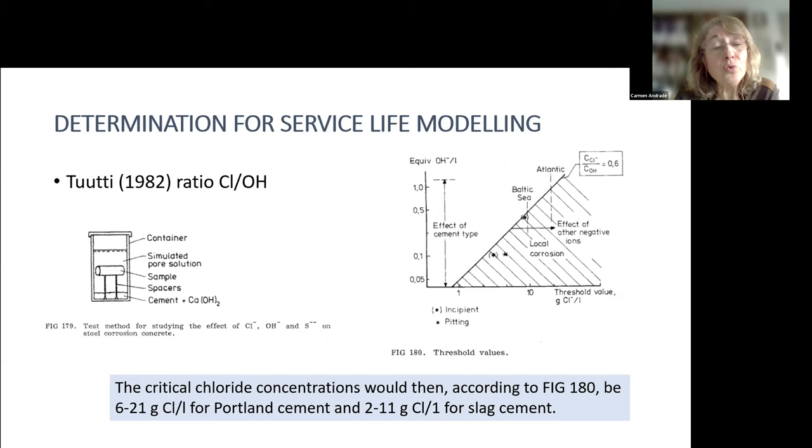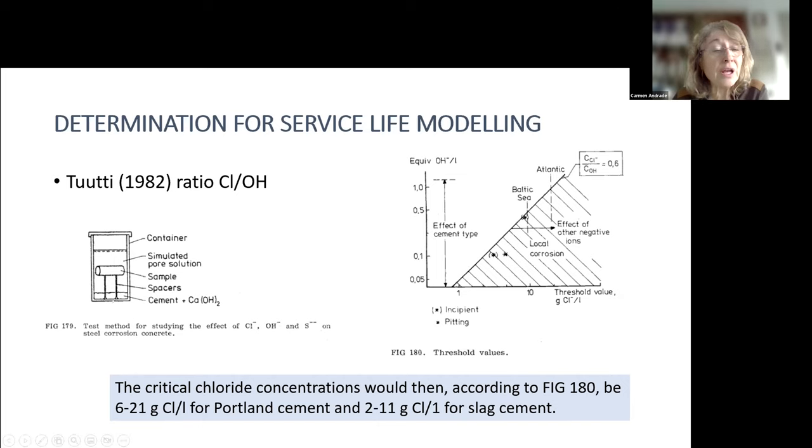This is, I think, the work by Tuuti, and for me Tuuti was the first dealing with service life prediction, and he did experiments for the chloride threshold. He was working with the chloride-hydroxide ratio because he was based as well on the work by Hausmann and also by Bola. They were always working with this, because of course the chlorides just substitute the hydroxide in the metal oxides, and that is why finally the depassivation is produced.